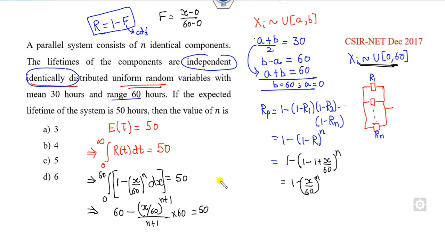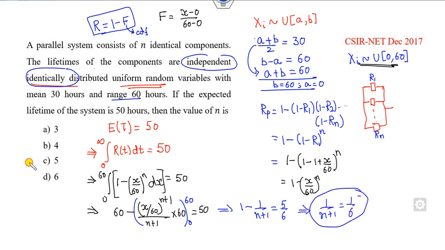Fine. Now I can take 1 over 60 as a common factor, and the limit is from 0 to 60. If you take 0 to 60, it will be 1 over n plus 1. It is my 5 over 6. So what is that? 1 over n plus 1 is 1 over 6. What is the value of n? n will be 5, which is the right answer. So you have to simplify a little bit of calculation, but you can do that easily.